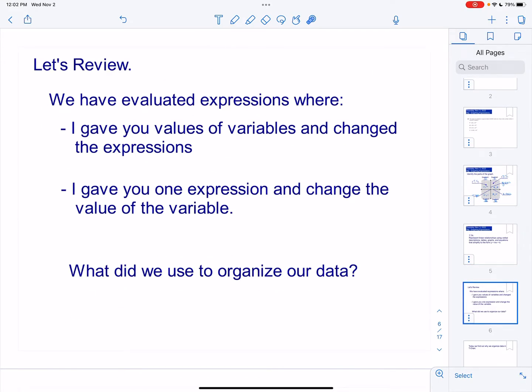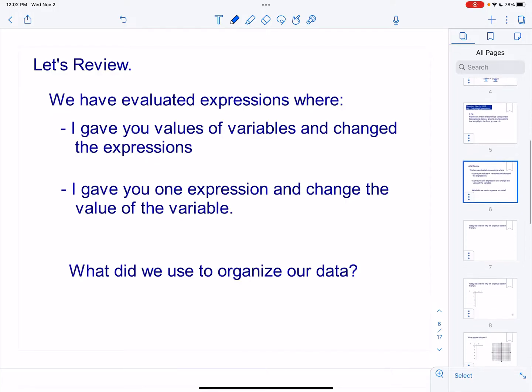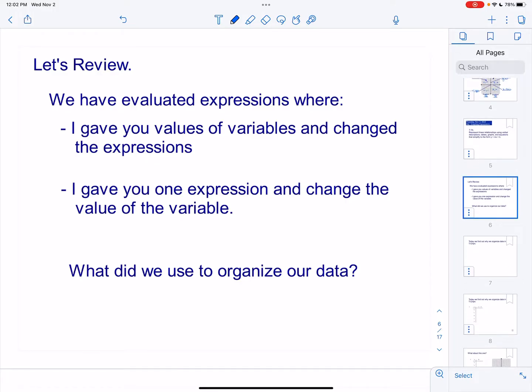So far, if you paid close attention, we've been evaluating expressions, and we've done them a few ways. The first way, I gave you static values for A, B, and C, and then gave you a bunch of expressions to evaluate. The other way is I've given you one expression and asked you to evaluate it for various values. What we used to organize our data was a t-chart, because what algebra is all about is we're looking for patterns. When we organize our data into a t-chart, we can see those patterns a lot better.